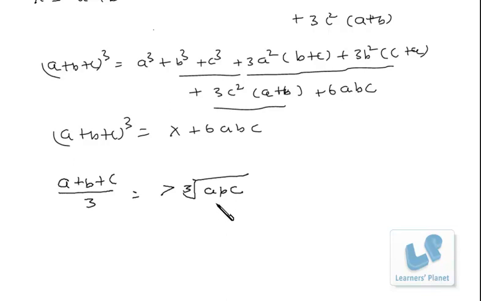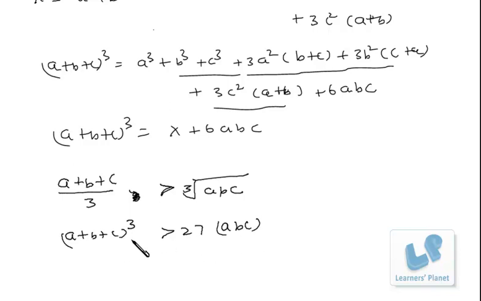So if a, b and c are unequal to each other, in that case the arithmetic mean of a, b and c will be greater than their geometric mean. Now suppose I cube both the sides, so what I'll be getting is (a plus b plus c) whole cube is greater than 27abc. I just did cross multiplication, so this 3 cube will be over here. So (a plus b plus c) whole cube is greater than 27abc.